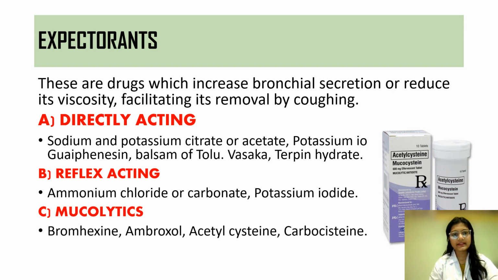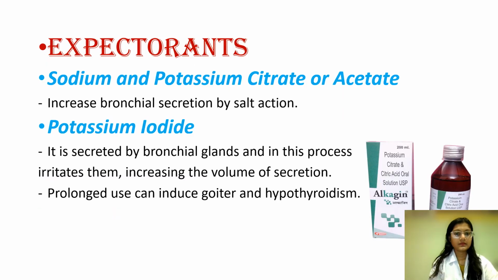The directly acting contain sodium and potassium citrate or acetate, and the reflex acting includes ammonium chloride or carbonate, also potassium iodide, and the mucolytics contain cysteine, that is acetylcysteine, carbocysteine, and also bromhexine. So the expectorants include the following drugs. The first is sodium and potassium citrate or acetate. It is believed to increase bronchial secretion by salt action.